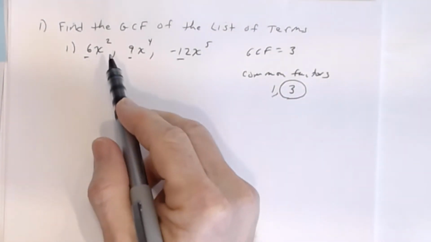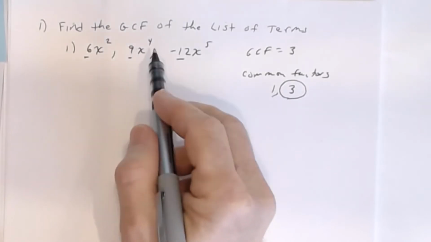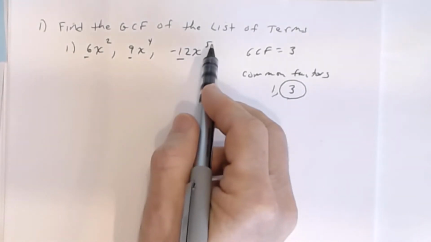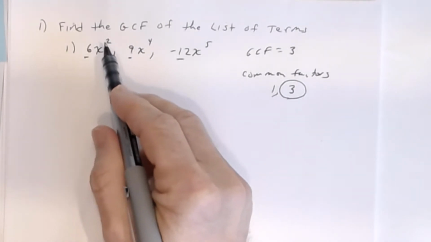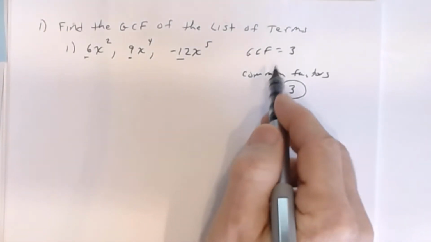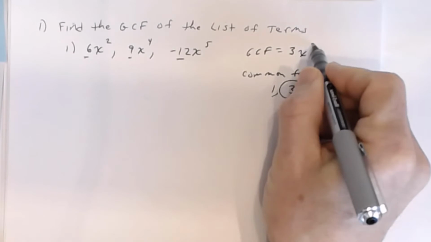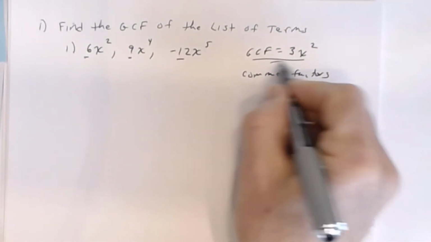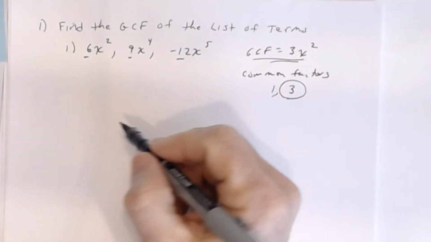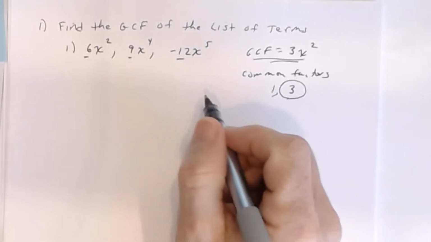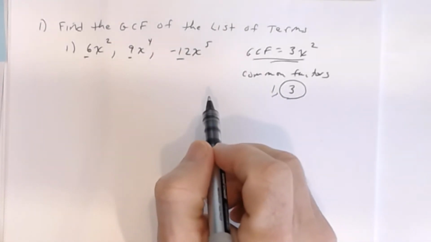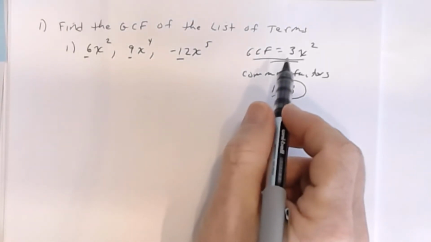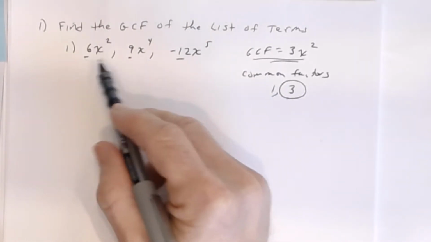So that's why you say 3 here. Now the variables are easy. You have x to the 12th, x to the 4th, x to the 5th. For the greatest common factor, always use the one with the smallest exponent. So your greatest common factor here is 3x squared, and there's your answer. That's going to be important when you start factoring, because one of the first things you have to do when you factor is look for the greatest common factor. That's how you find the greatest common factor of variables and coefficients.